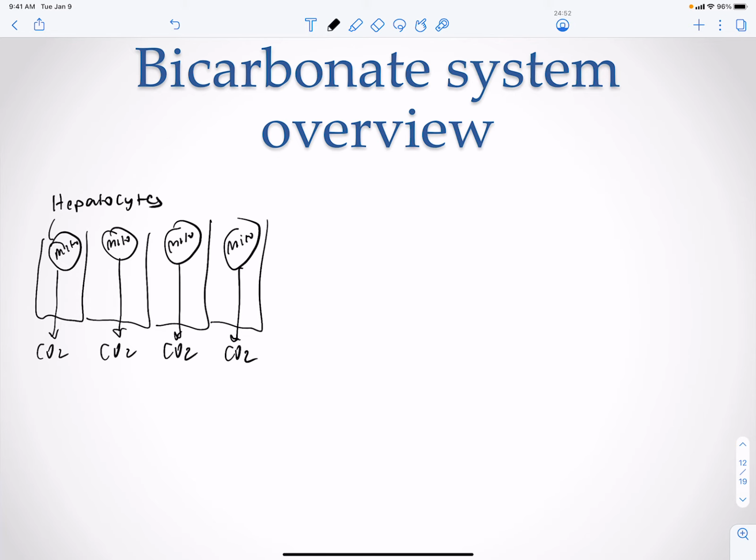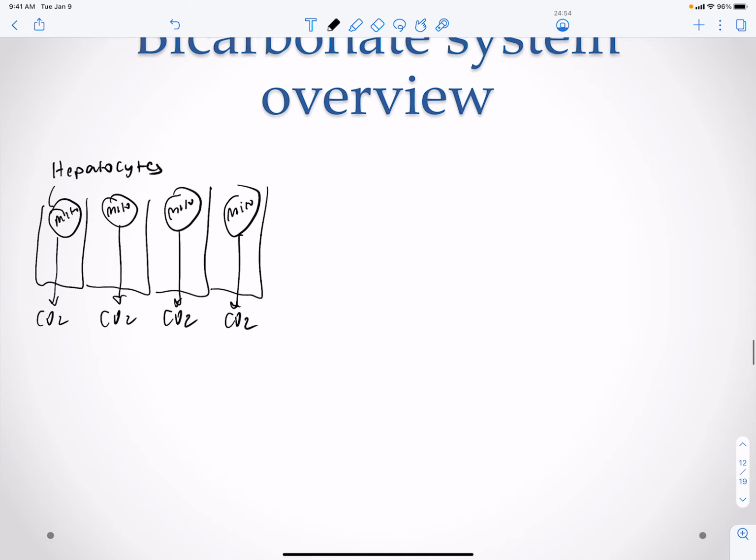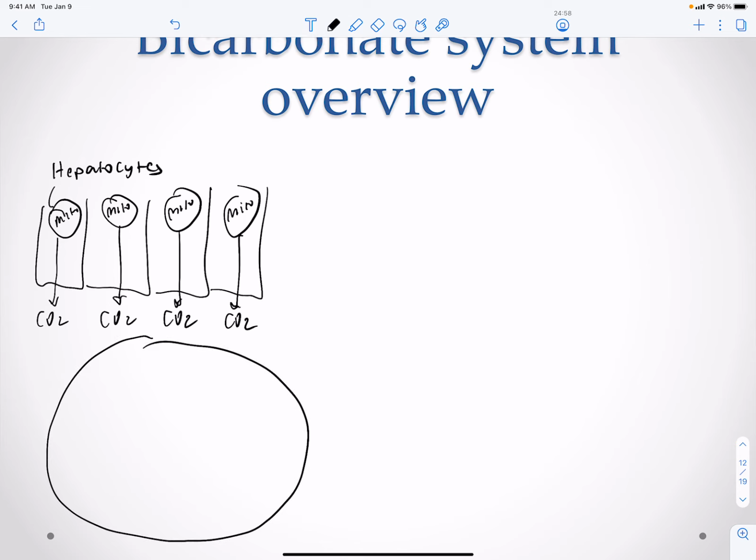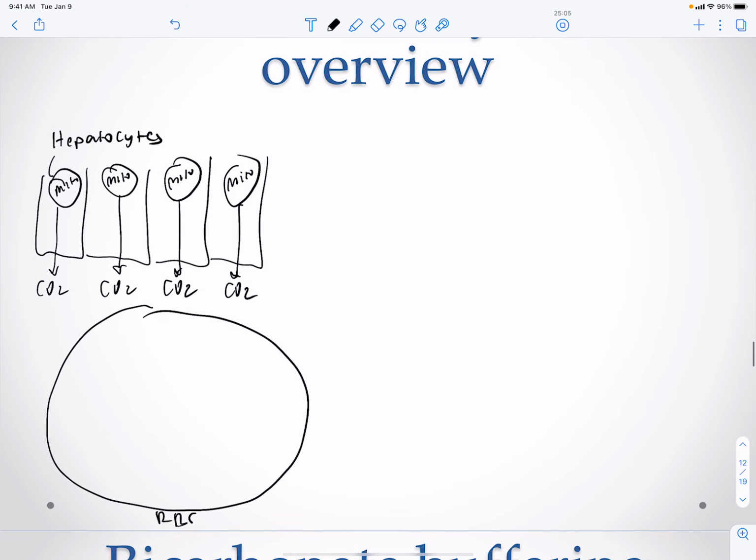And this is going to be constant, of course. And then in your red blood cell, so very large red blood cell, not to scale. Hepatocytes are bigger. Okay. The red blood cell is going to pick up all of these CO2s. And with the carbonic anhydrase, going to make your carbonic acid inside of the red blood cell.